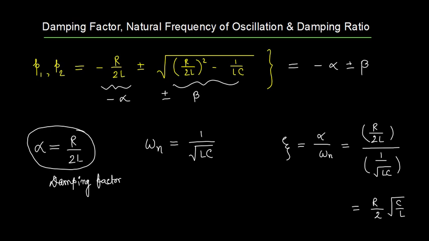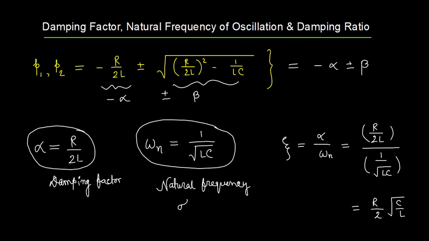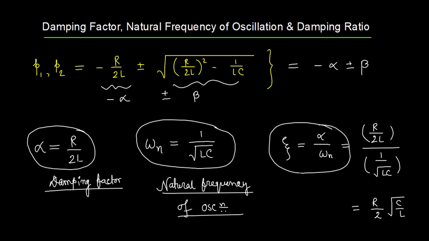Let us also introduce a new variable, the natural frequency of oscillation, denoted by omega n, and given by the term 1 upon root LC. This is our natural frequency of oscillation. And the ratio of these two terms, damping factor and natural frequency of oscillation, this term alpha by omega n, is known as the damping ratio.